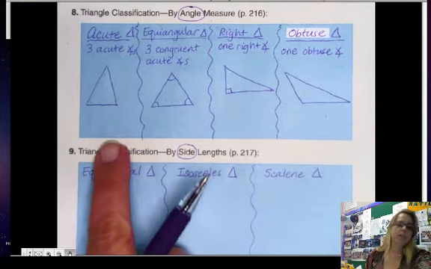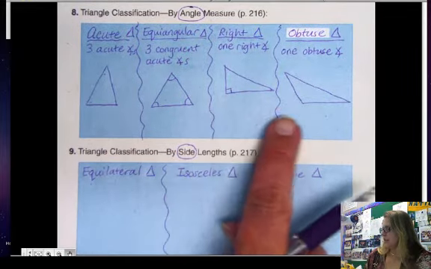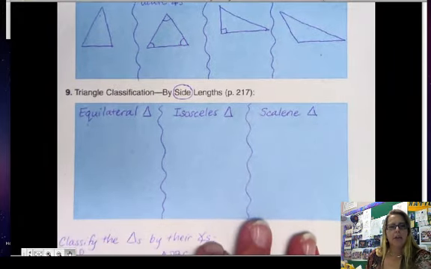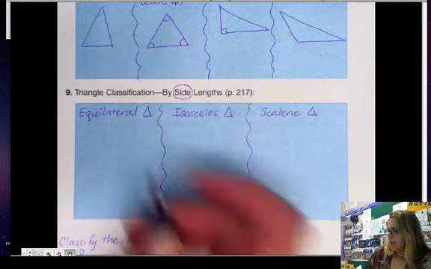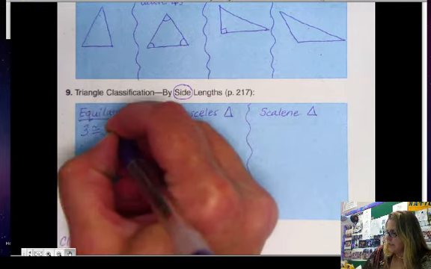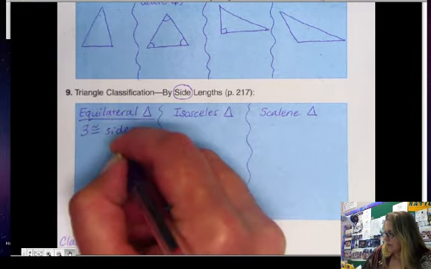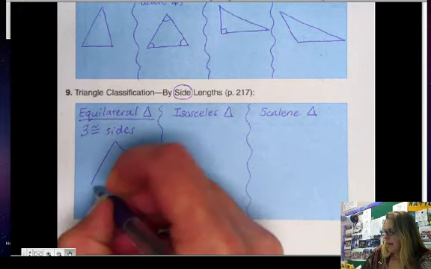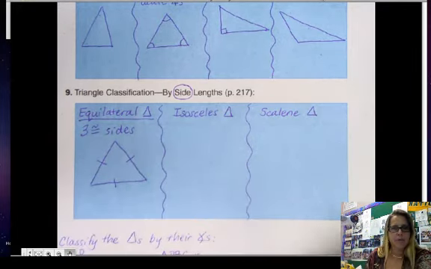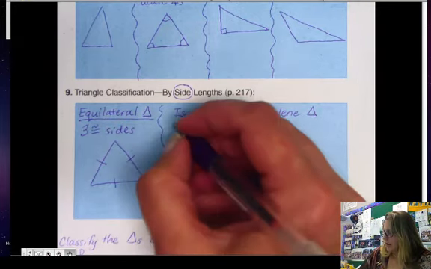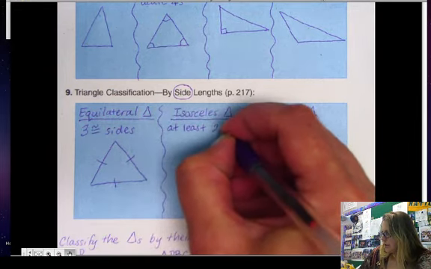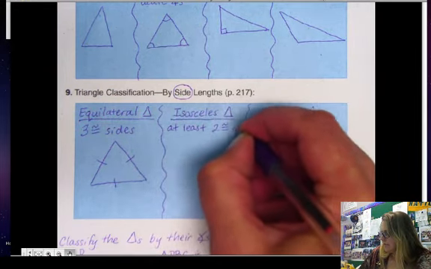When we did it by angle measures, we had 4 different classifications. When you go by side lengths, you only have 3: equilateral, isosceles, and scalene. An equilateral triangle has 3 congruent sides. So that's going to look just like the equiangular one from above, except for we say that the sides are equal. An isosceles triangle has at least 2 congruent sides.